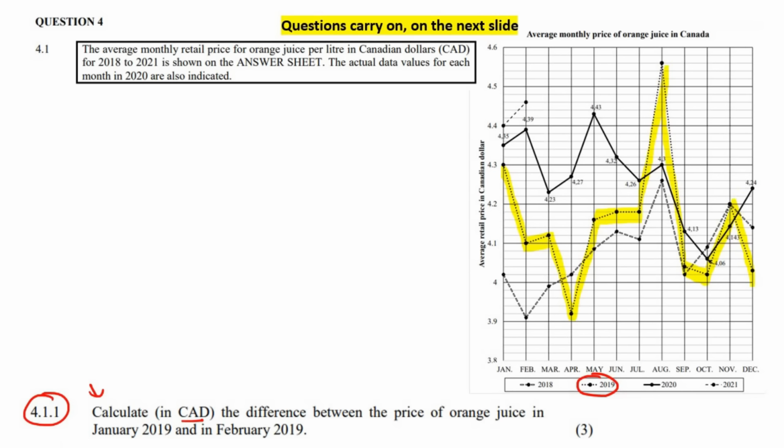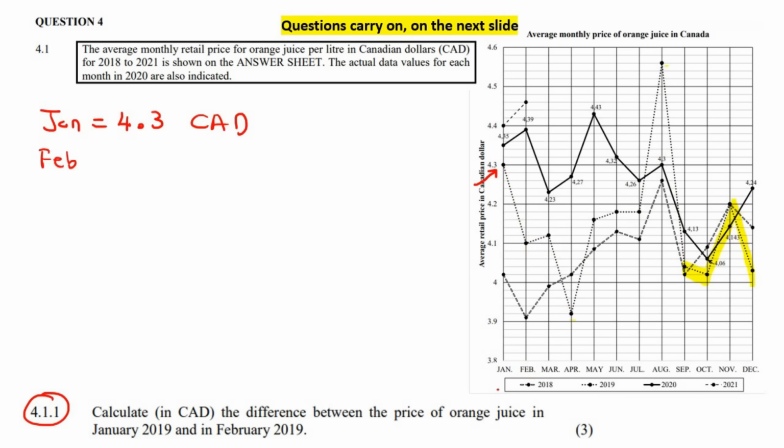And they would like us to compare January and February. So in January, it's going to be this one over here, which is going to be 4.3. So January, and that'll be 4.3. Okay, and that's Canadian dollars. Now February is over here, so you just go there, and that's going to be 4.1.